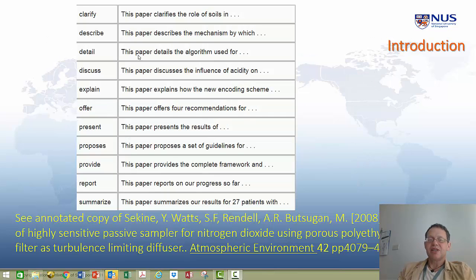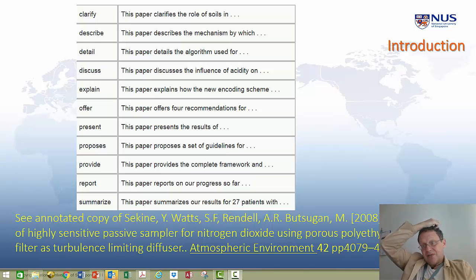And you probably don't need these, but in terms of the object of the paper, here are some more suggestions of verbs you might use. It's not a definitive list. It's simply suggestions if you're trying to work out how to nutshell the object of your paper.